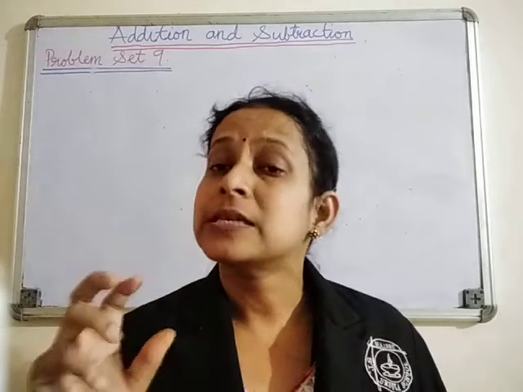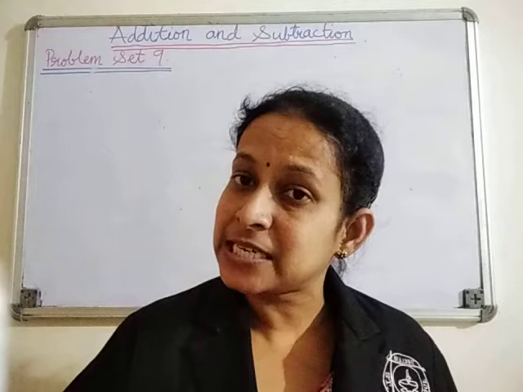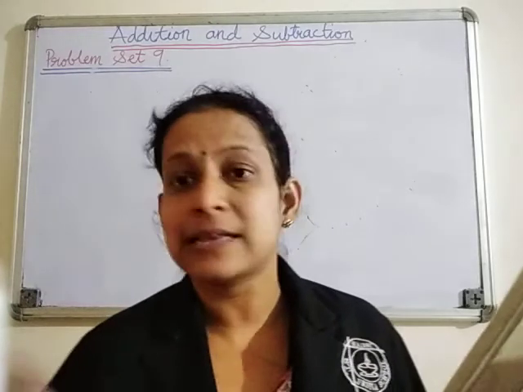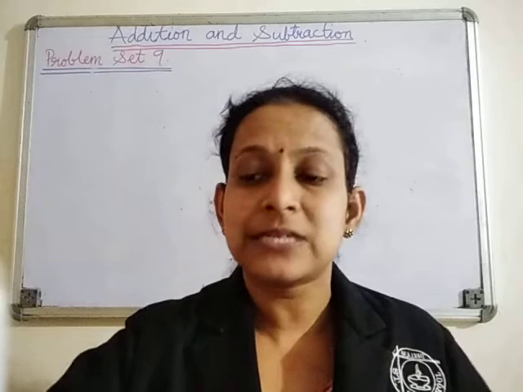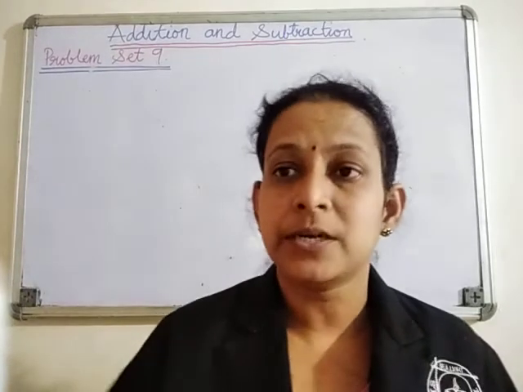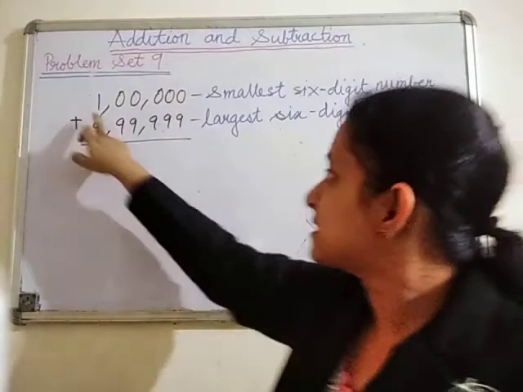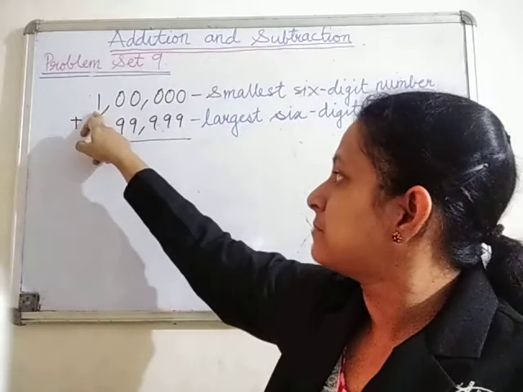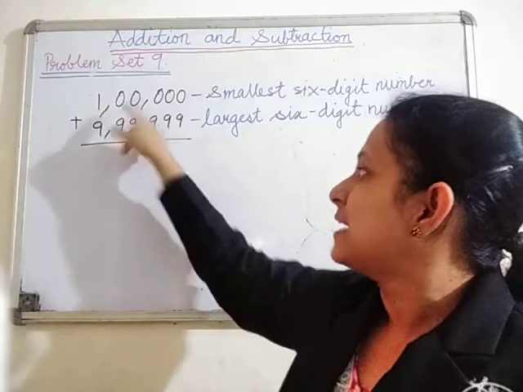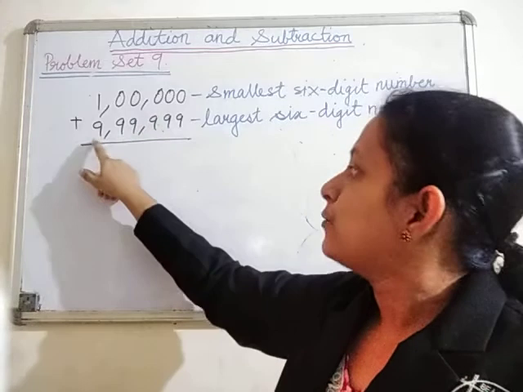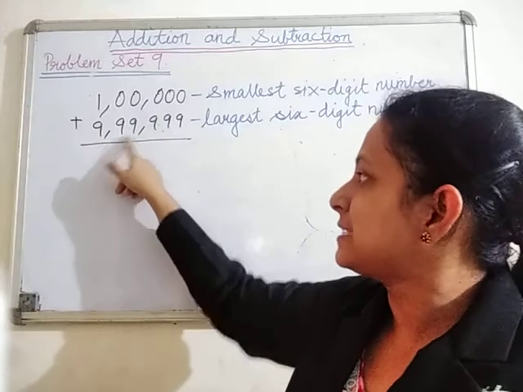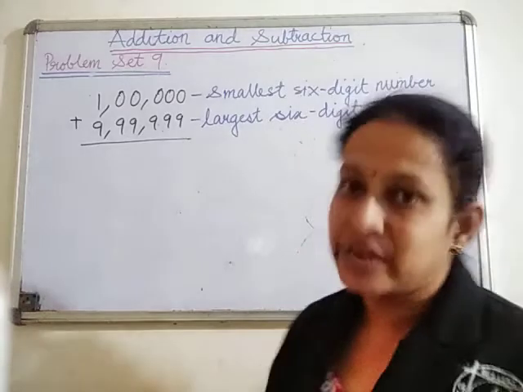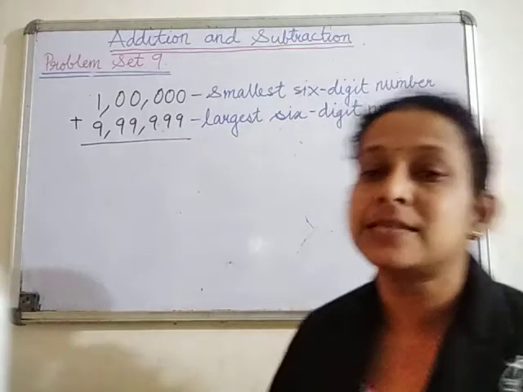So what you have to find out here? You have to find out the sum of the smallest 6-digit number, that is 1 lakh, and the largest 6-digit number, that is 9,99,999. So let's write the problem here. So smallest 6-digit number is 1 lakh. Okay, so 1 lakh has 6 digits: 1 and 5 zeros here. Fine. Now largest 6-digit is 9,99,999, because if you just add 1, it will become 7 digits. So that is why this is called the largest 6-digit number.